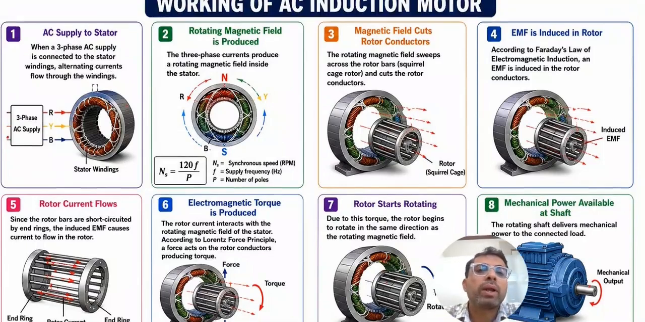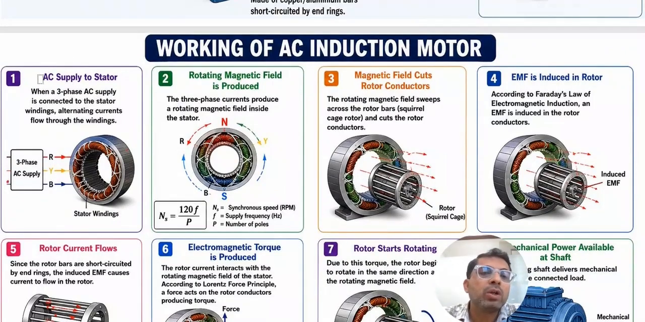So what is the working of the AC motor? What is the first step? We are giving the AC supply to the stator. Stator means the stationary part. When the three-phase AC supply is connected to the stator winding, what will happen? Alternating current flows through the winding.